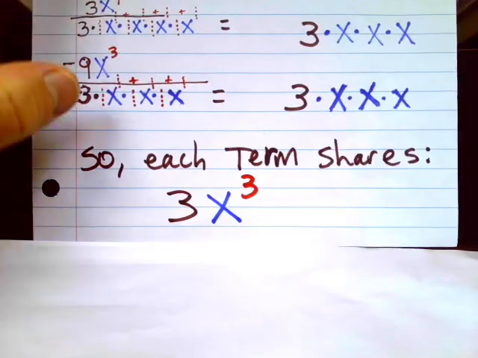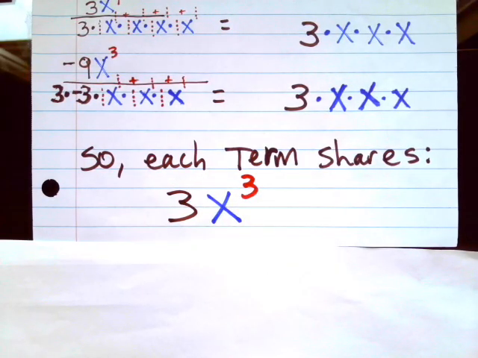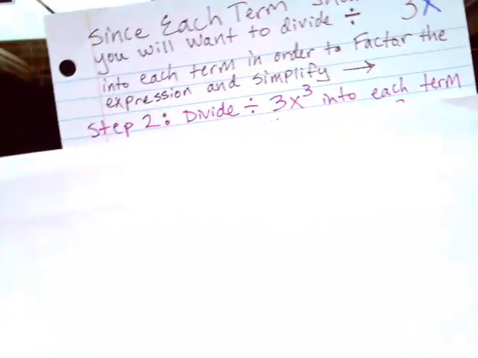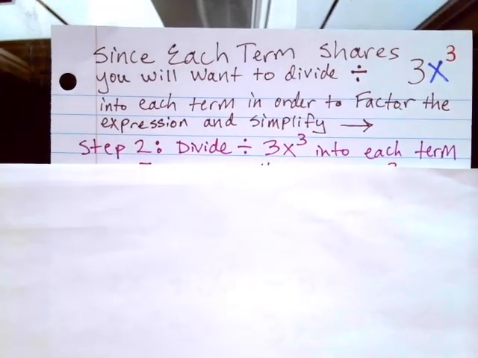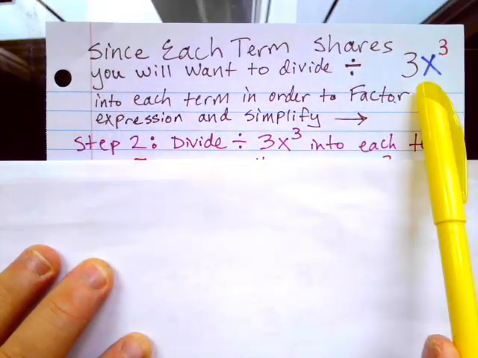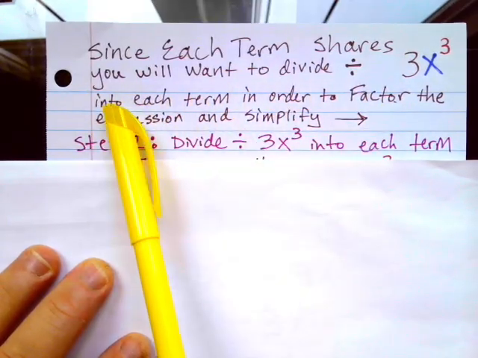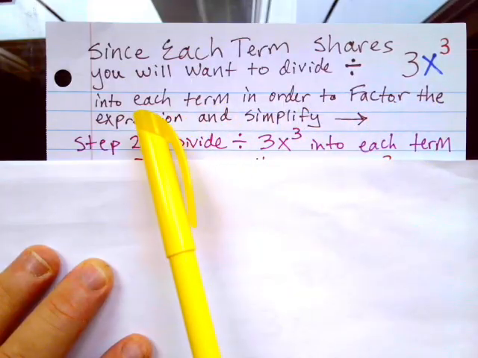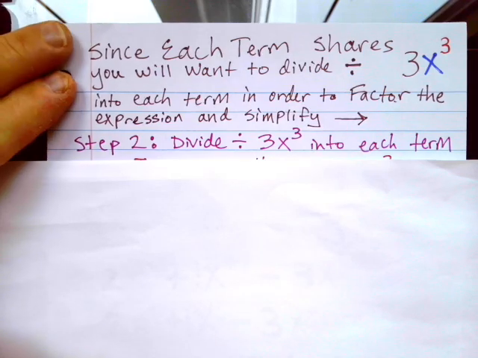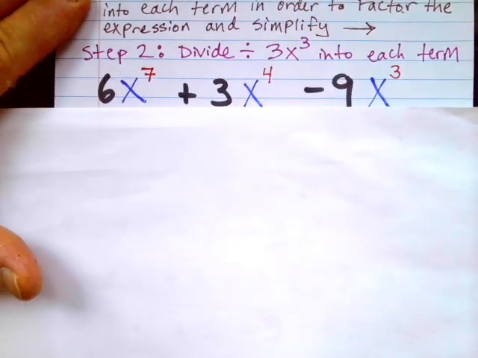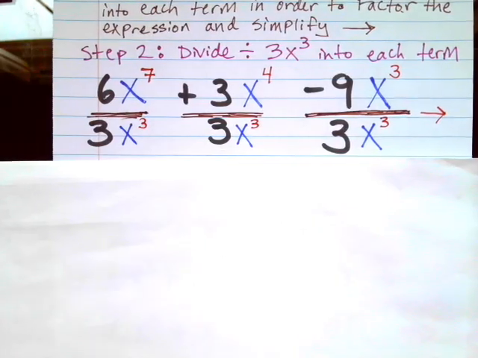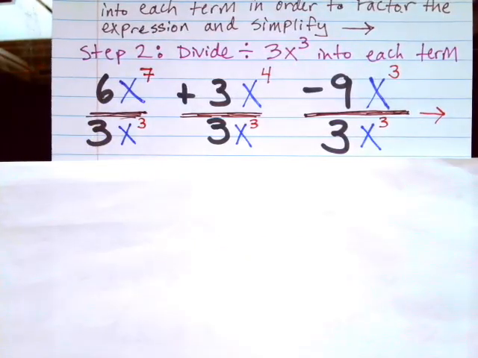All right, the next step is you're going to want to divide that 3x cubed into each of those terms. And that's what I'm going to show you here on my next piece of paper. Since each term shares a 3x cubed, you want to divide into each of the terms in order to factor the expression and simplify. So step 2: divide 3x cubed into each of the terms. I'm going to show you that here, and of course I'll show you the expanded form version as well. So 6 divided by 3 is 2.